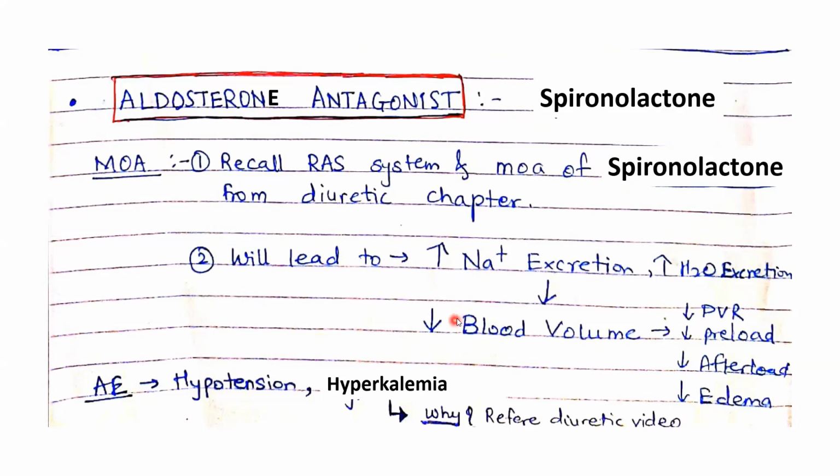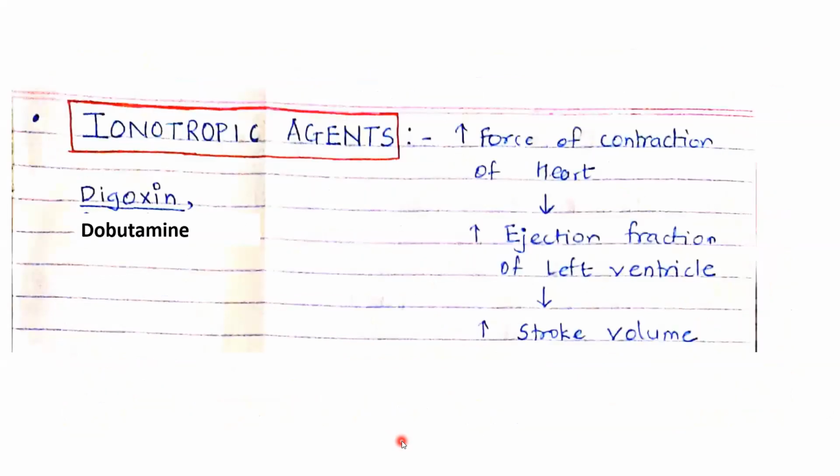So ultimately it leads to increase in sodium excretion and increase in water excretion. And this again leads to decrease in blood volume, which leads to decrease in preload, afterload, edema, as well as peripheral vascular resistance, because the fluid flowing through the blood vessel is reduced. The adverse effects are hypotension and hyperkalemia. Now, why does hyperkalemia occur with spironolactone? Again, you have to refer to the diuretic video and you will get your answer there.